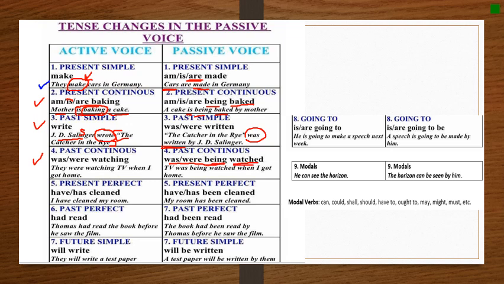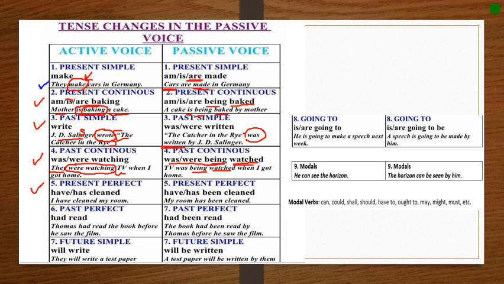They were watching TV when I got home. Okay, TV. Okay, what were they? Subject. What were they doing? Were watching. So I'm going to need was or were plus being plus the past participle of watch. What were they watching? TV. TV was being watched when I got home.